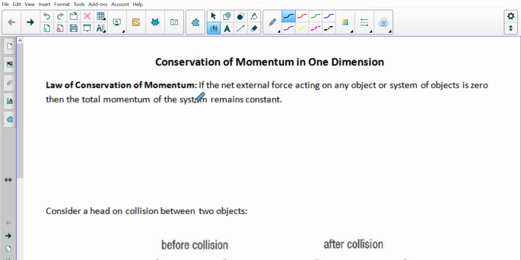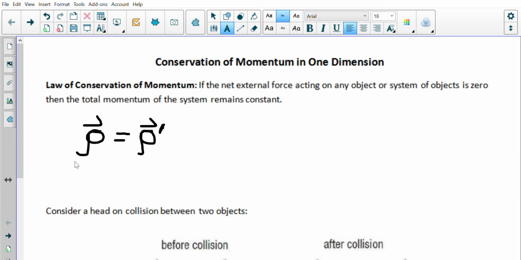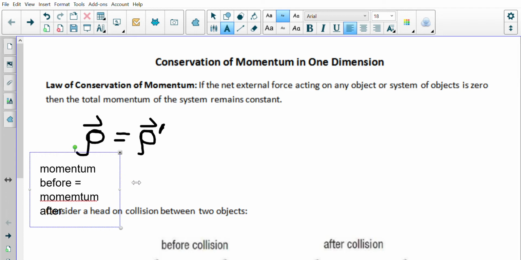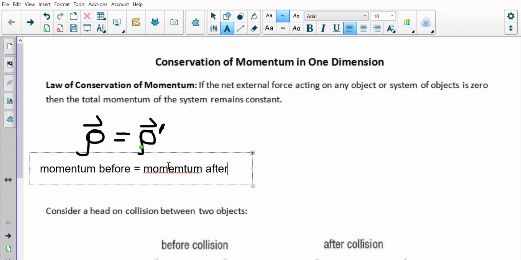So all that is saying, it's a fancy way of saying, if there's no outside influences, the momentum that you had before, so rho, is equal to the momentum that you had after. And to know that, we have a little mark there. So we have momentum before, and we're going to talk about collisions. Momentum before equals momentum after, as long as there's no outside force coming in. So in a closed system.